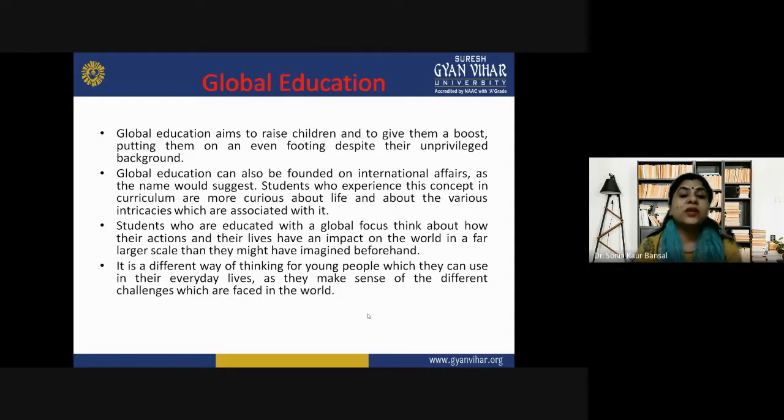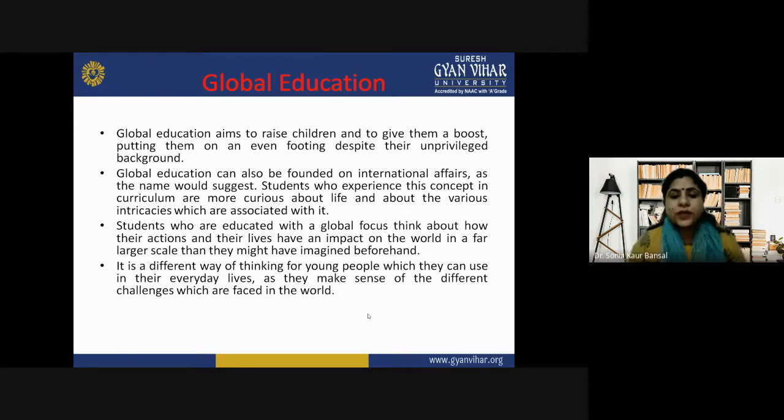Global education can also be founded on international affairs, as the name would suggest. Students who experience this concept in the curriculum are more curious about life and about the various intricacies which are associated with it. So once life is understood from a global perspective, it is much easier to live because everything is given a broader thought. Okay, so global education is a must nowadays for students to understand.